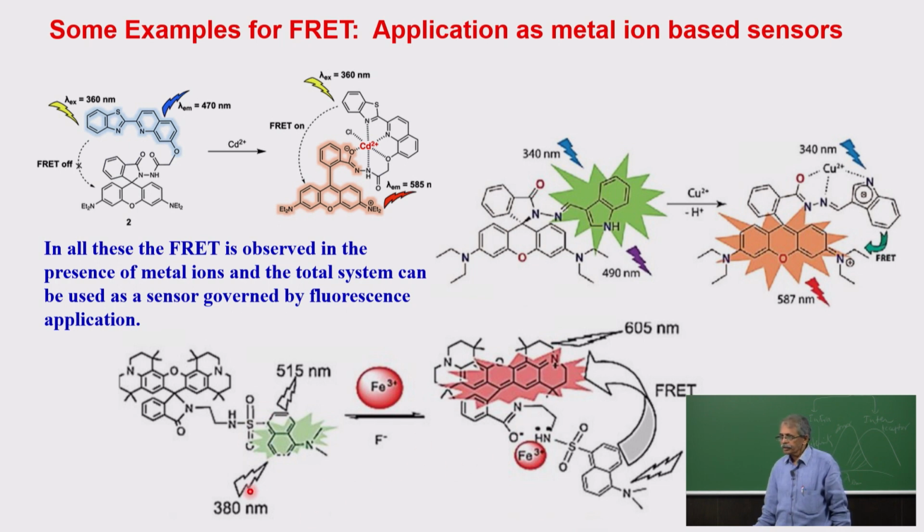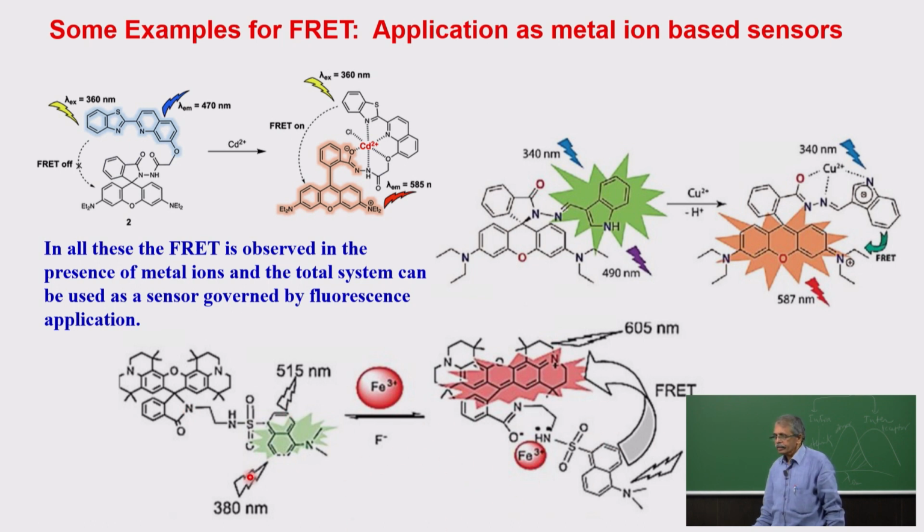Here you can see this is the iron 3+. So, this particular molecule, this fluorophore, takes the energy at 380 and emits at 515. Now, if you put some iron 3+ ions, what will happen? This iron 3+ will start binding to this open up amide, oxygen, NHS, etc., all of these.